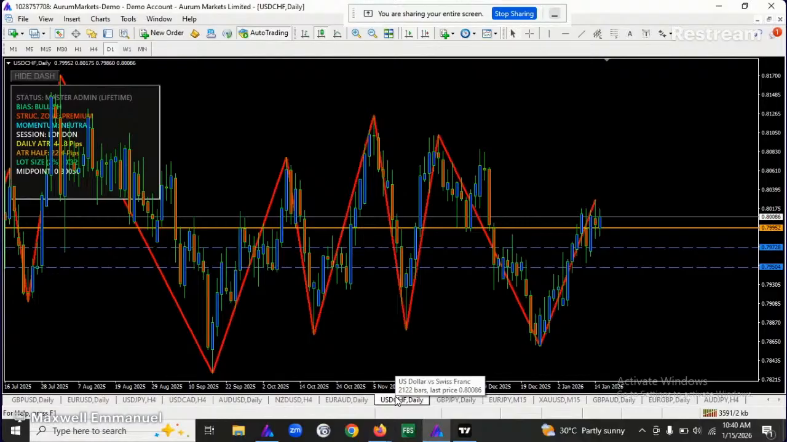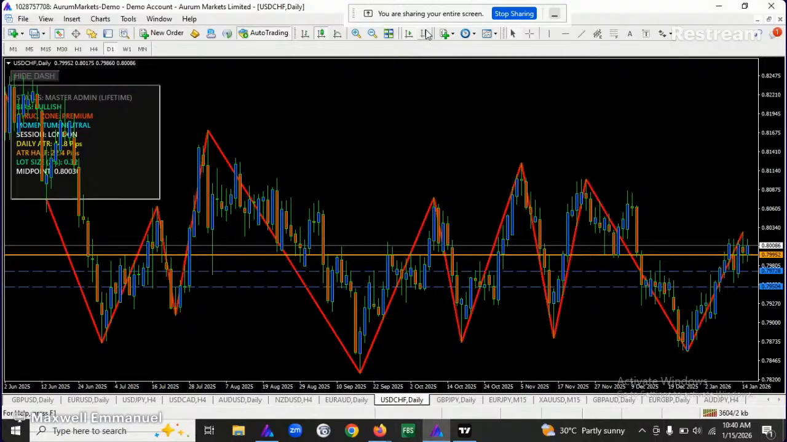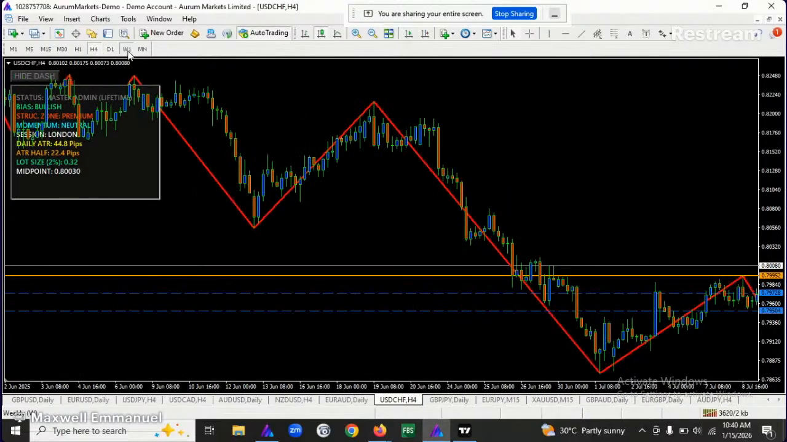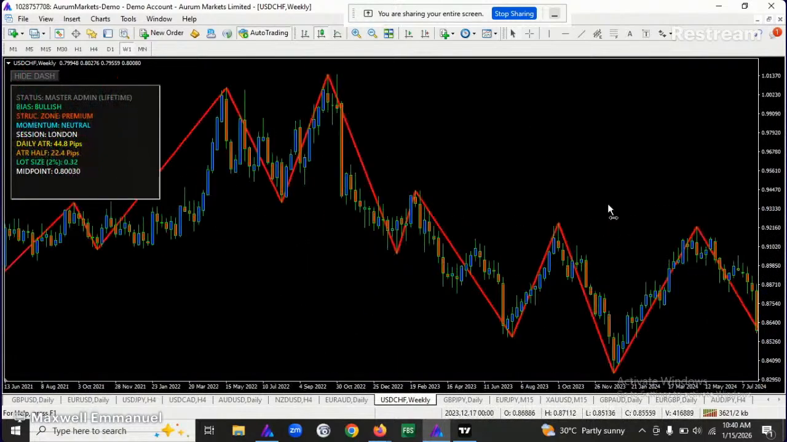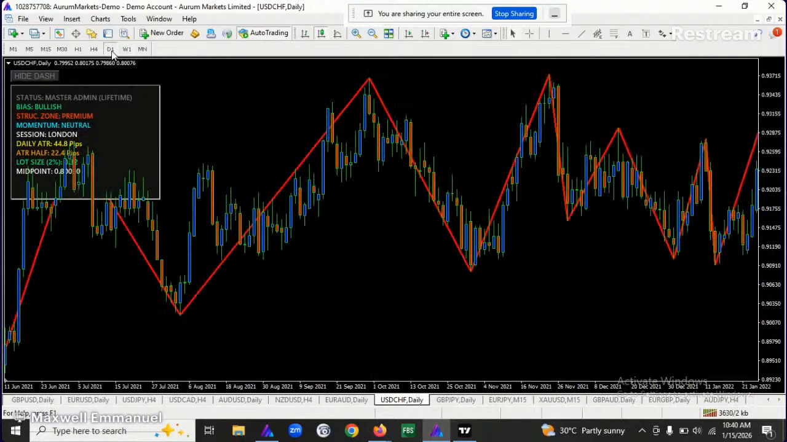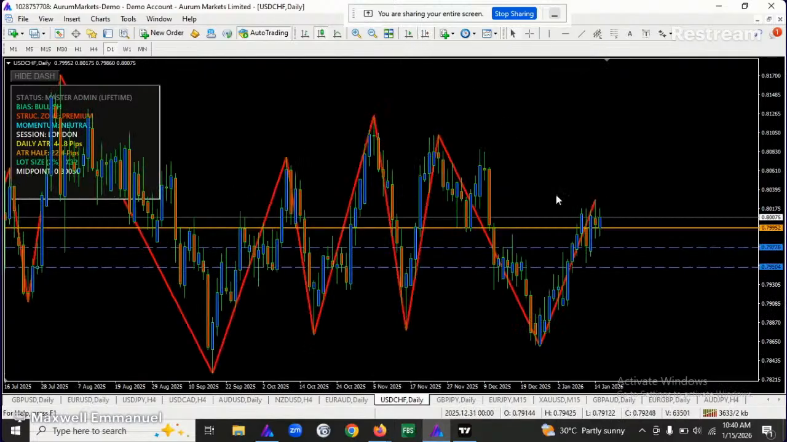USD CHF is still bullish, but price is at a premium area. What that means is that we need to wait for price to pull back to a discount area before we buy. We want to see price pull back to a discount area before we buy. It's still bullish. Wait for price to pull back.